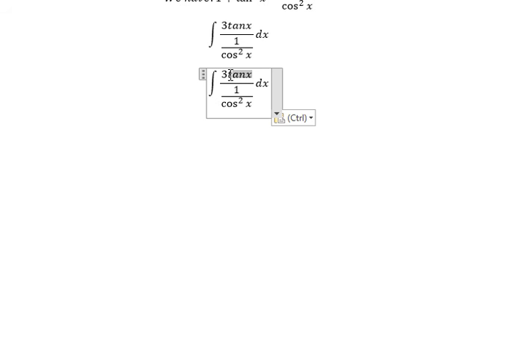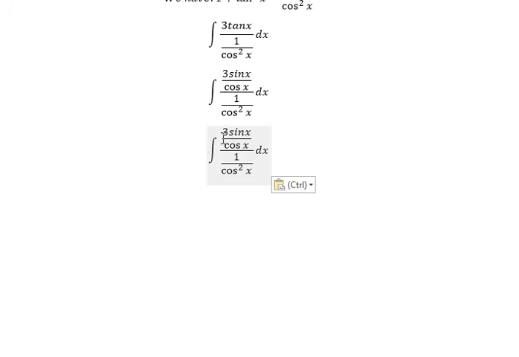In here, about tan x, we have sine x over cosine x. So we simplify with cosine x and cosine x in here. And now we just have 3 sine x and 1 over cosine x. Next, this one divides by 1 over cosine x, so cosine x will go to the numerator, and that's 3 sine x cosine x.